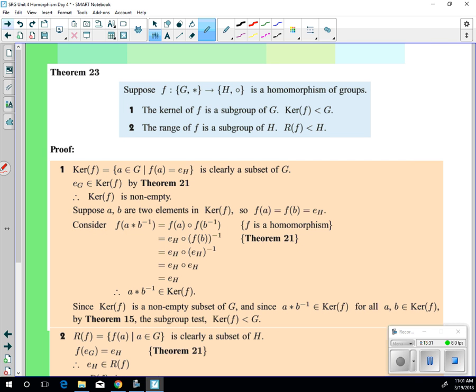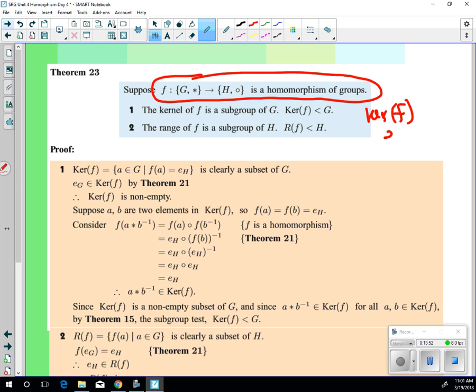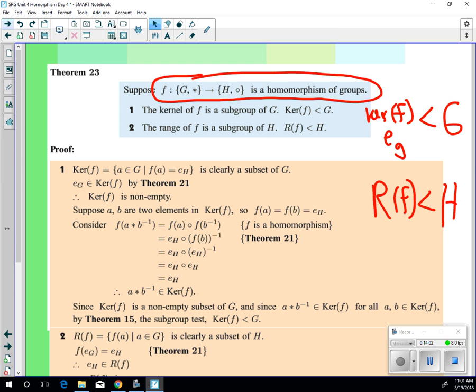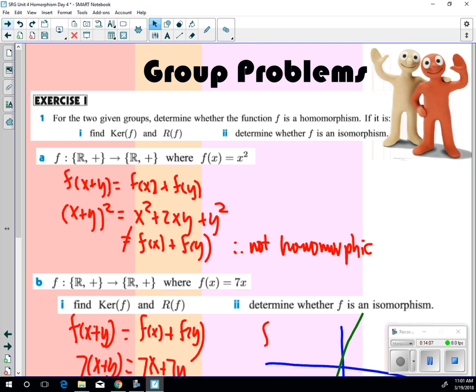And then the last one is talking about groups themselves. If G to H is a homomorphism of groups, the kernel is a subgroup of G, and the range is a subgroup of H. So kernel of F, which we said was E of G, is a subgroup of G, and the range of F is a subgroup of H. That kind of makes sense, doesn't it? Kind of makes sense. They'll prove those.